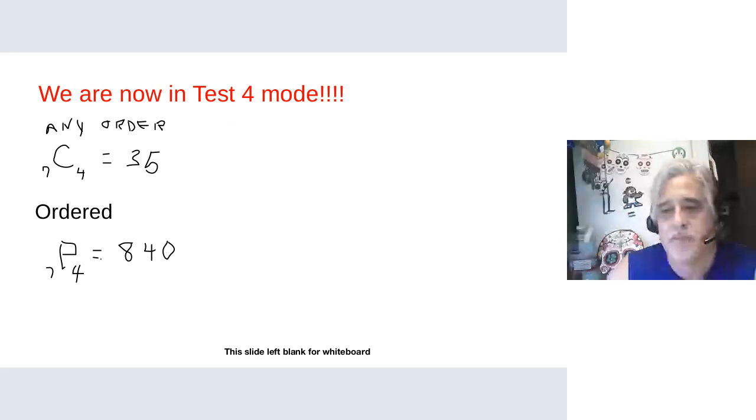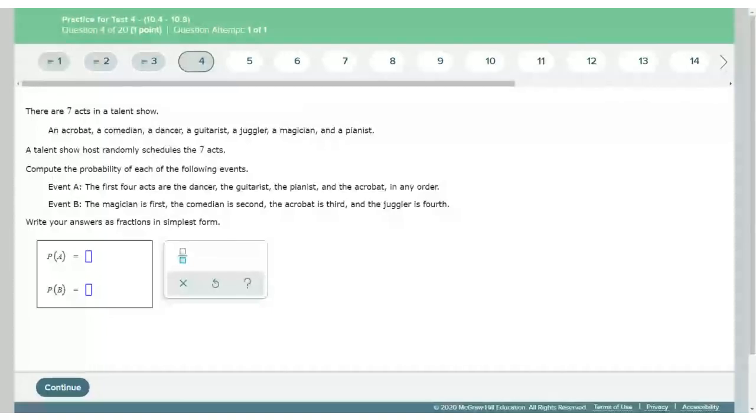All right, so this one was in any order. So this is the 35, and then this is the 840. Oops, you know what? I'm sorry. It's probability. So it's 1 over.